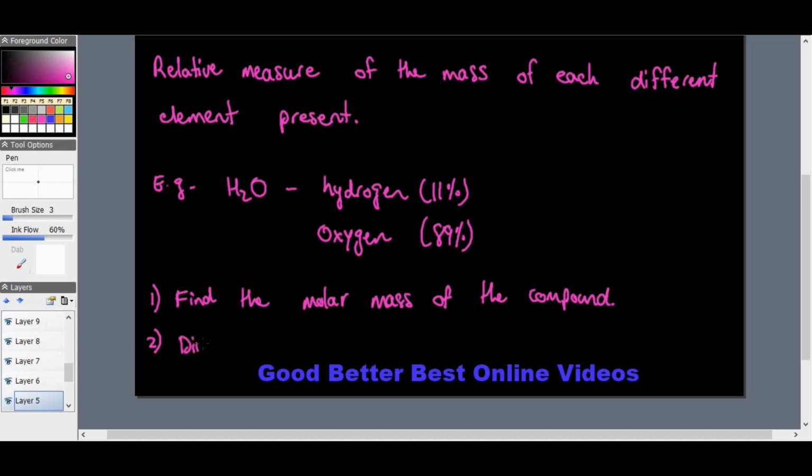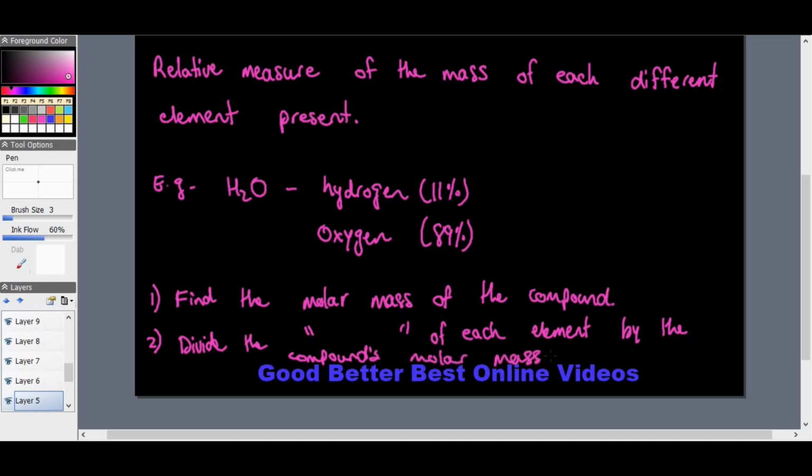Okay, so we divide the molar mass of each element by the compound's molar mass. And then, once we've divided it, we multiply by 100 to get it in percent, or percentage. Okay, those are the steps.